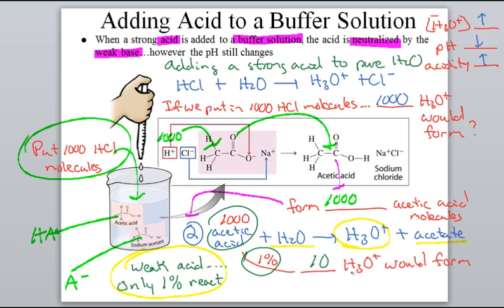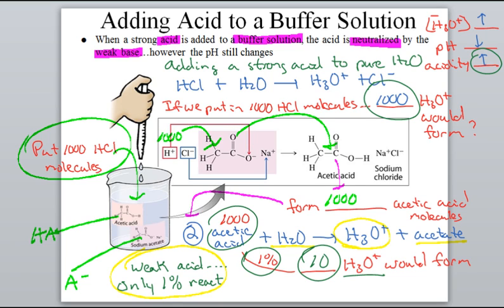You're still forming hydronium ions in a buffered solution. The pH still decreases, acidity still increases, but 10 compared to 1,000 in an unbuffered solution, the pH change for the same amount of acid, the pH change in a buffered solution is quite a bit less. It's 1% compared to an unbuffered solution.